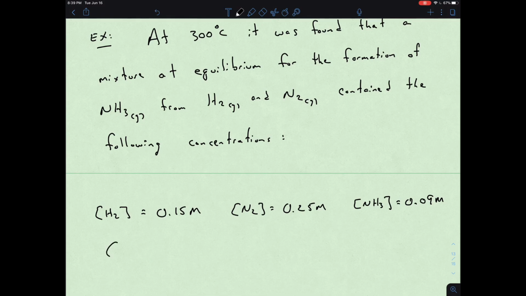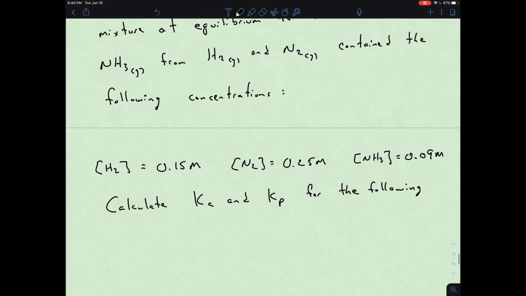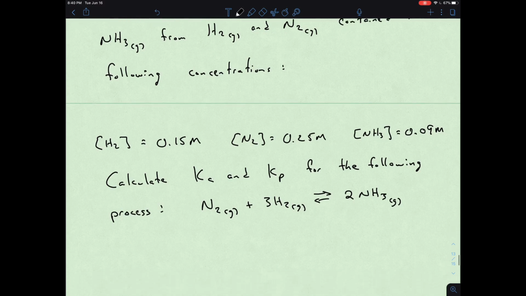And we want to calculate K sub C and K sub P for the following process. So we're looking at nitrogen plus 3 hydrogen in equilibrium with 2 ammonia. So there's our reaction, and we want to calculate K sub C and K sub P.